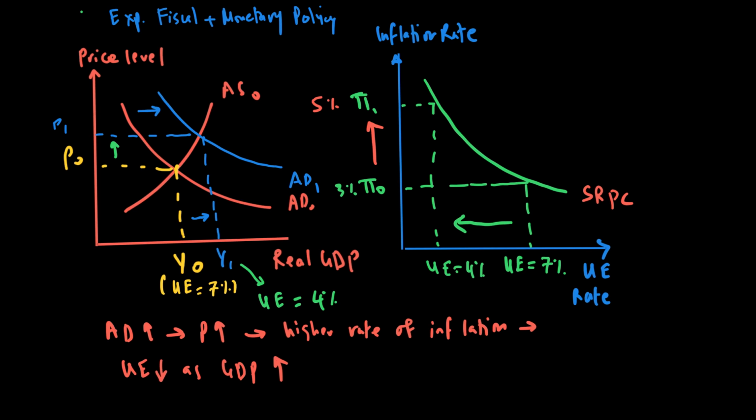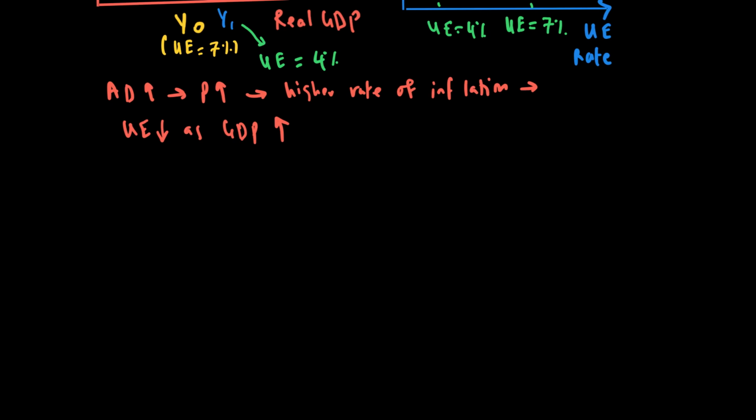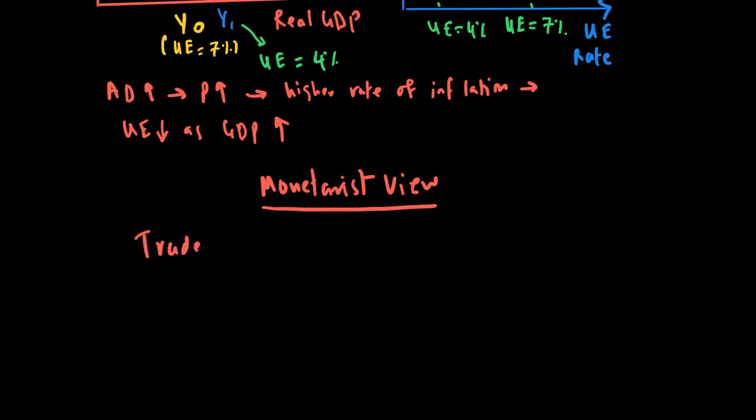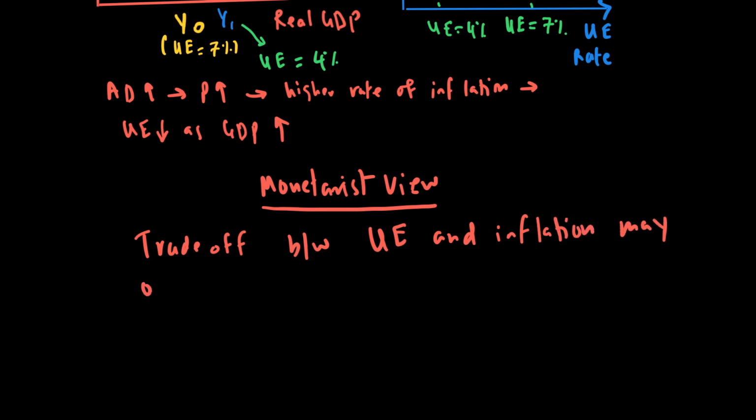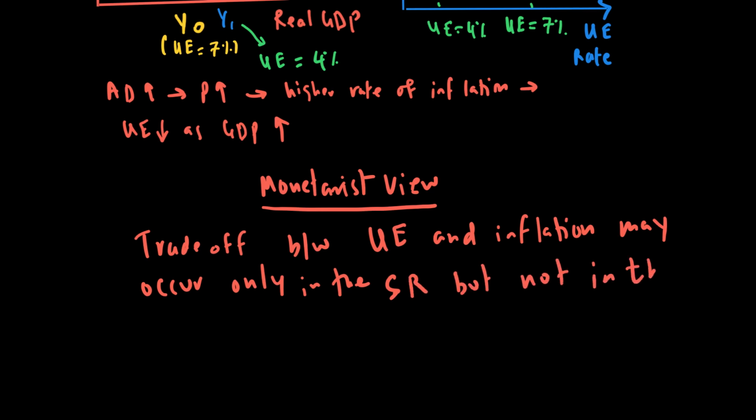Now, monetarists had a different view about this. So, the monetarist view when it comes to Phillips curve is this, that, let me write this, monetarist view. The monetarist view is simply different. They say this, that this trade off, let me write this, trade off between unemployment and inflation may occur only in the short run, but not in the long run.